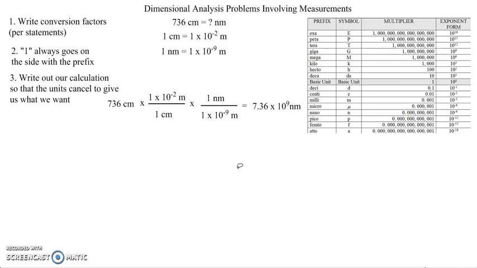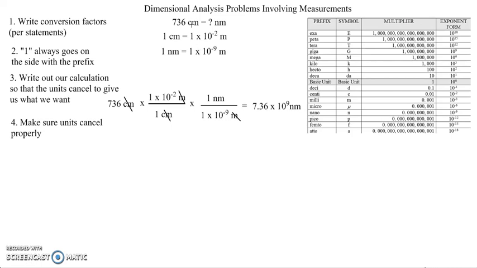The last thing I want to do is make sure my units cancel out properly, because if my units don't cancel properly, that means I have one of these relationships upside down, most likely. So in this particular case, centimeters cancel with centimeters. I have a centimeter on the top and a centimeter on the bottom. And then I've got a meter on the top and a meter on the bottom, and that leaves me with only nanometers, which is what I wanted.